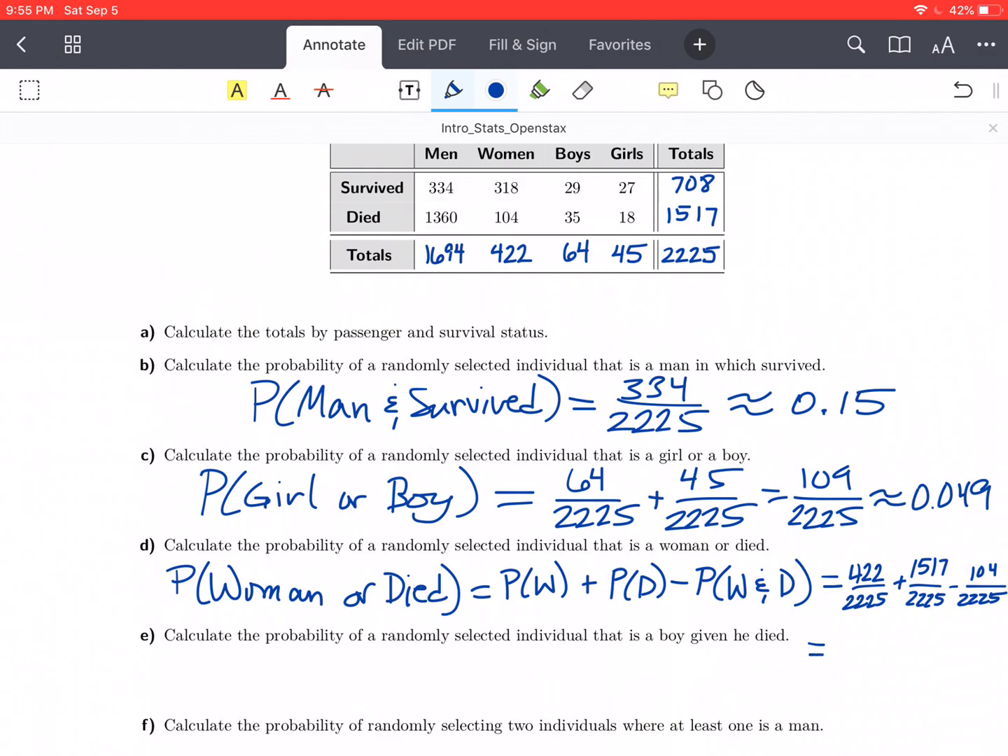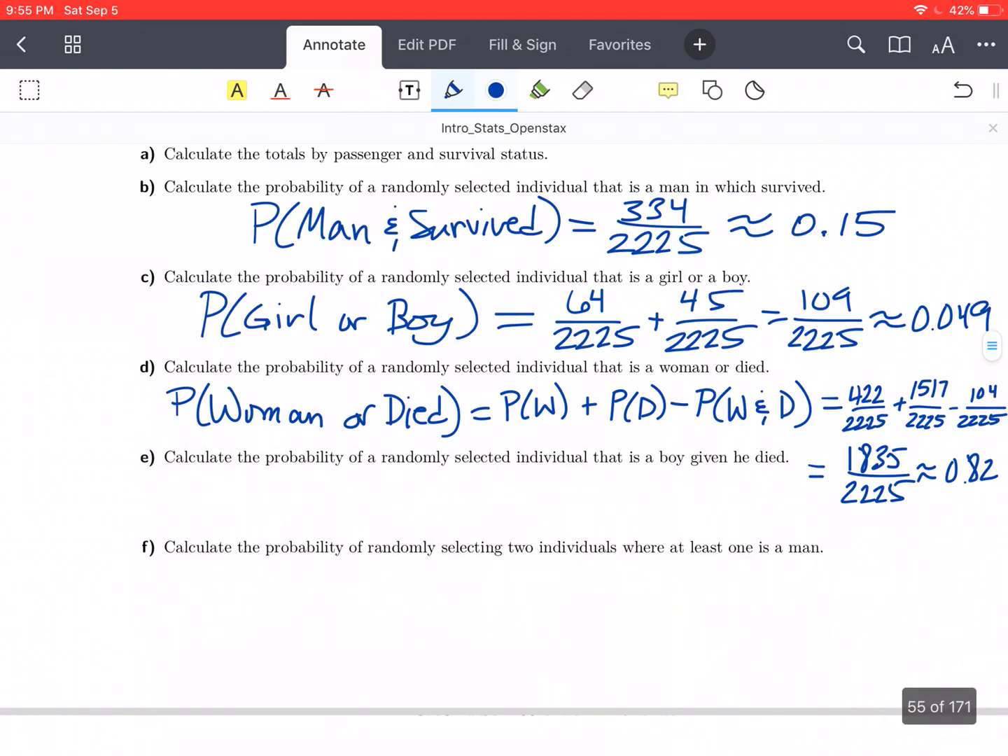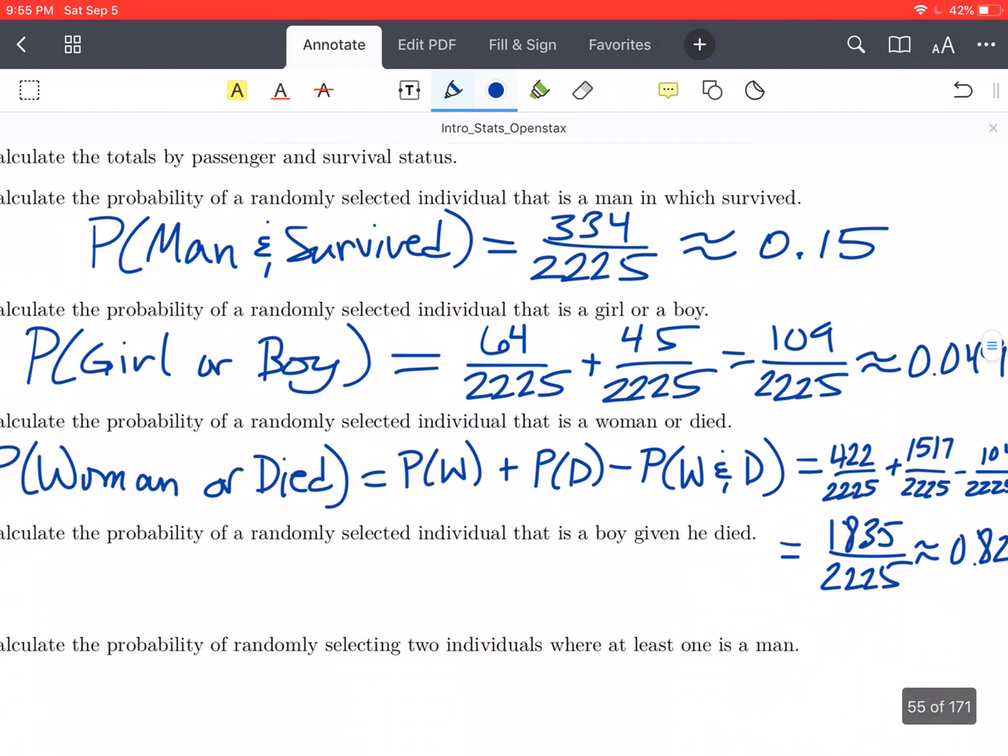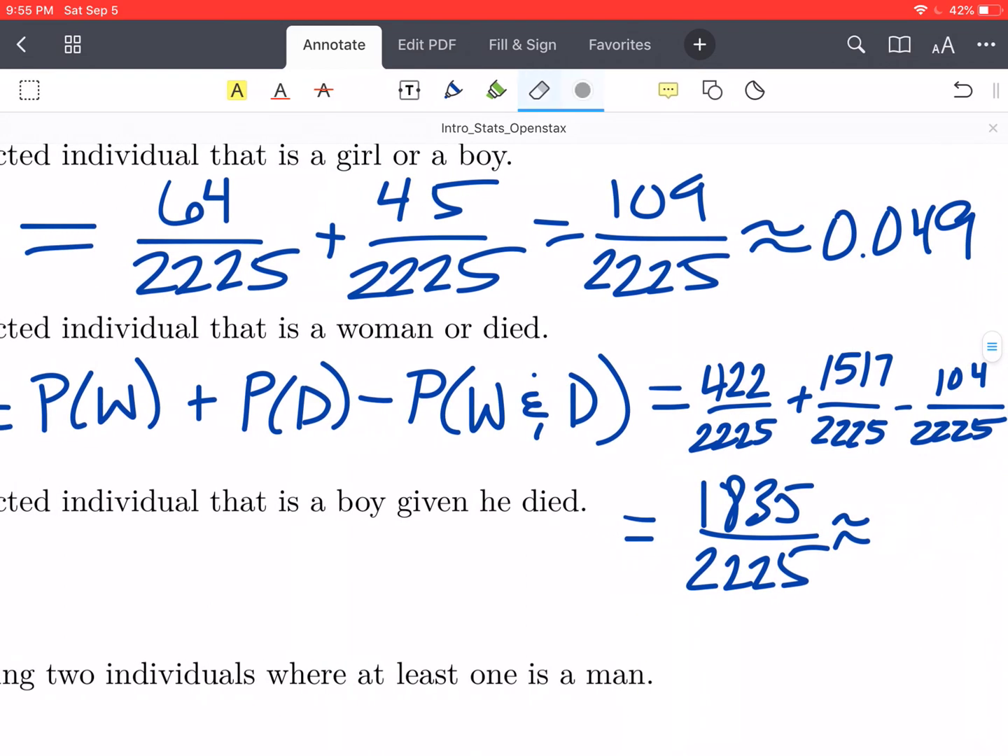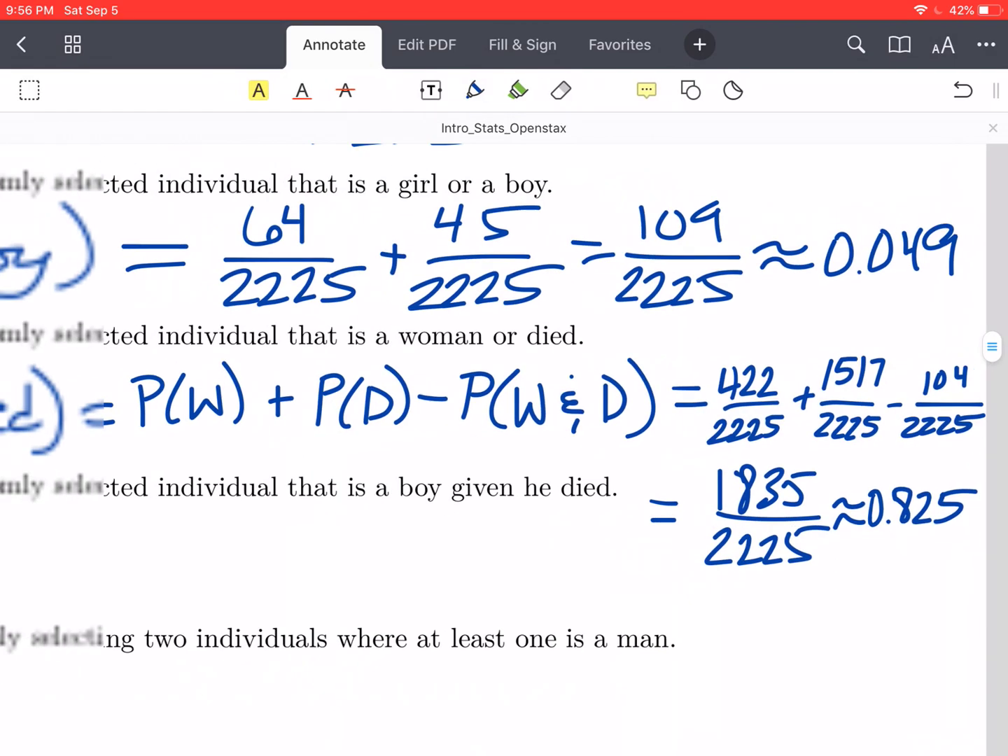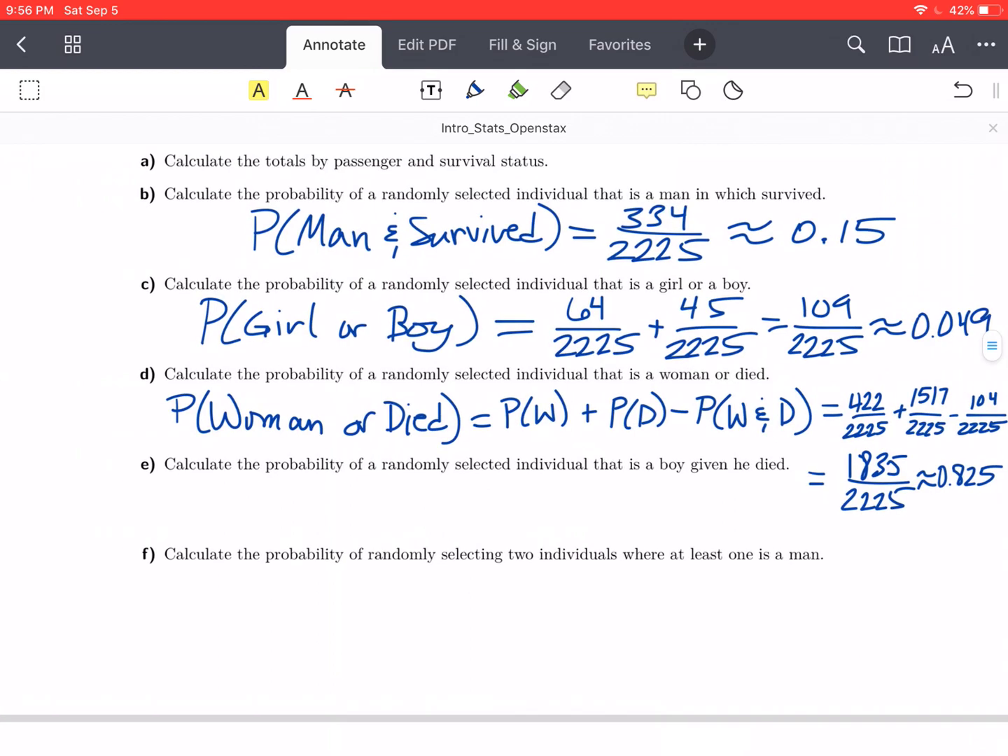Okay. Add all of these up. That gives us 1,835 out of 2,225, which is approximately 0.825. Oops, sorry. Came a little close to the edge there. So 0.825. So what is the probability that a randomly selected individual was either a woman or died? About 82.5%.